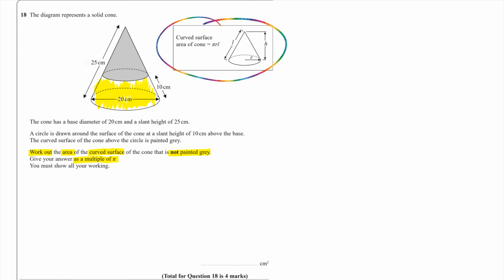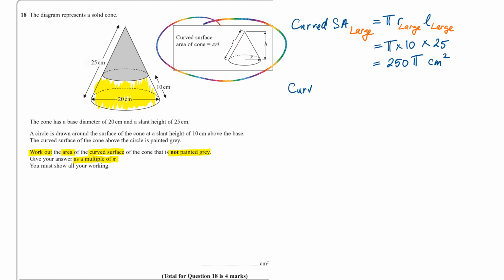Using the formula given, the curved surface area of the large cone is pi times the radius times the length. The length is the slant height. Replacing r and l, this is equal to pi times 10 times 25 equals 250 pi centimeters squared. The curved surface area of the shaded cone is pi times r times l. We know the l, the slant height of the painted cone, this is 15, but we don't know the radius yet, but we can work it out using similar triangles.